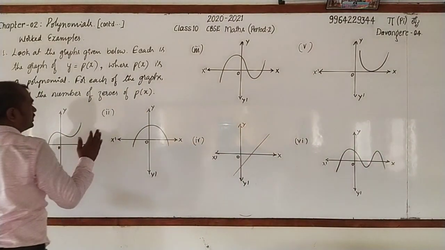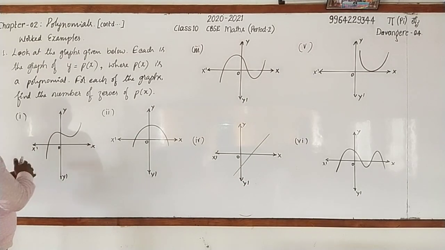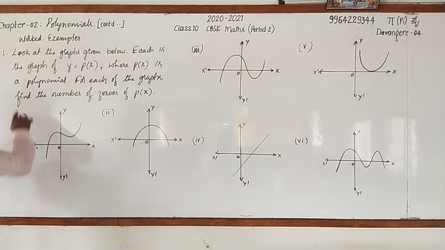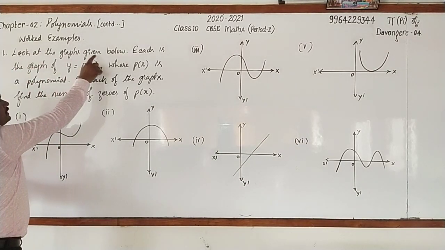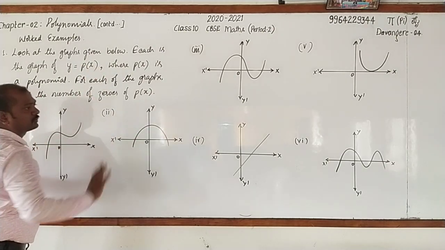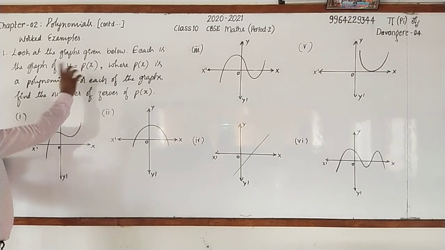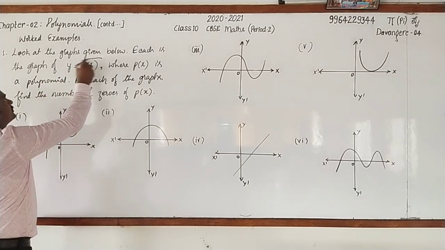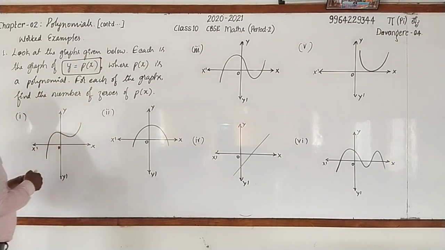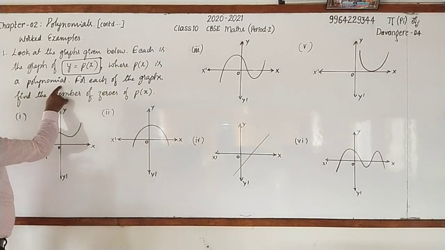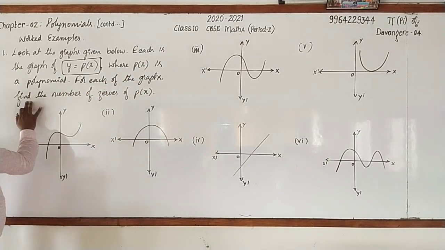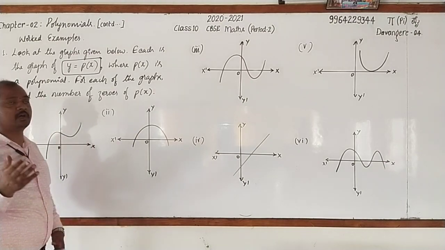These questions are given in the textbook. I have taken the same. Go through this. First one. Look at the graphs given below. These are the graphs. Total 6 graphs are there. Each is the graph of a polynomial y equal to p of x, where p of x is a polynomial. For each of the graphs, find the number of zeros of p of x.